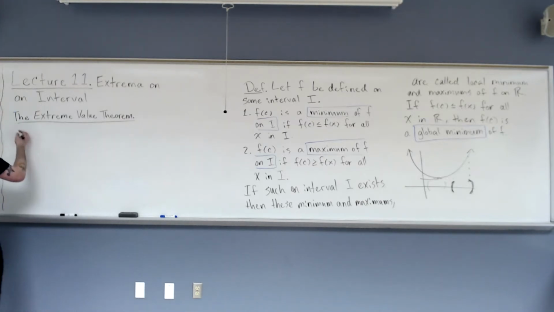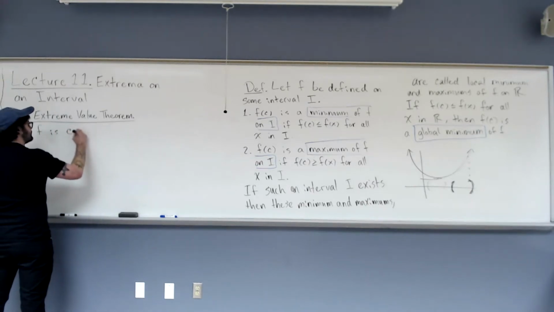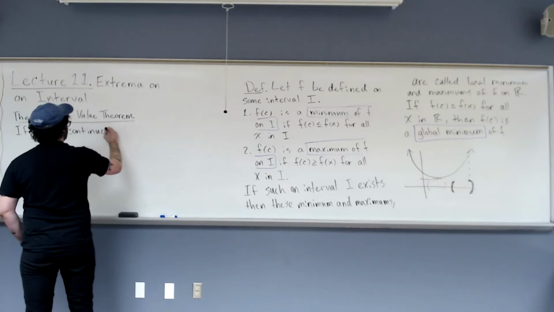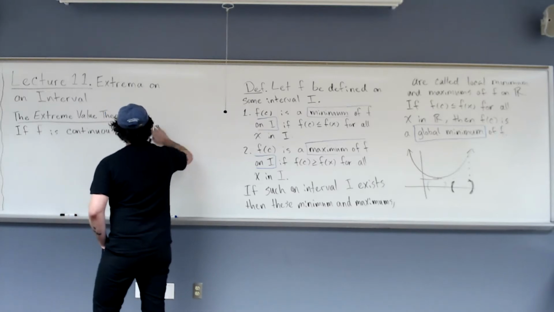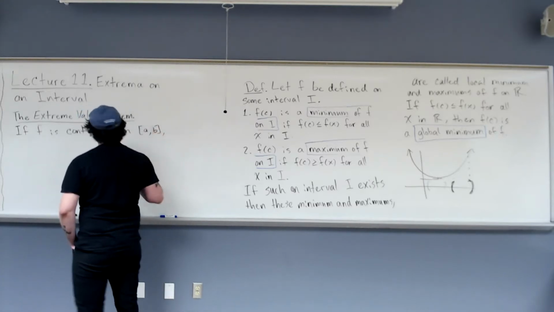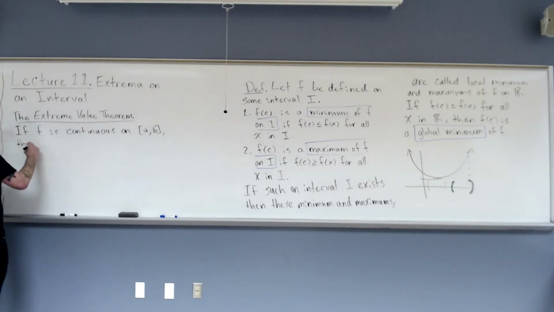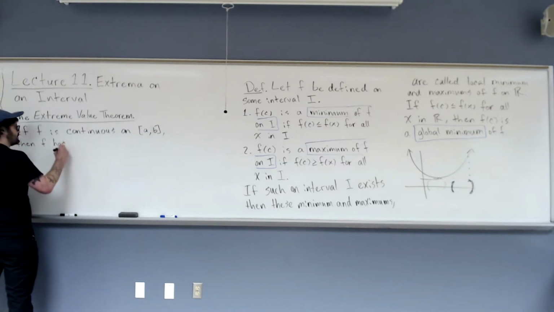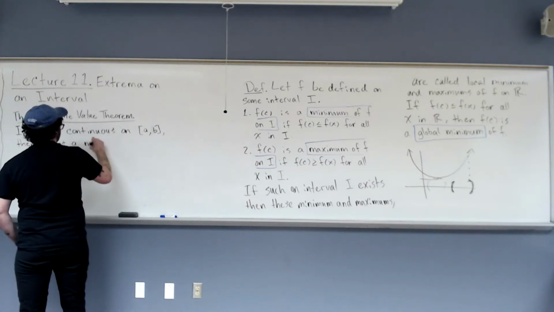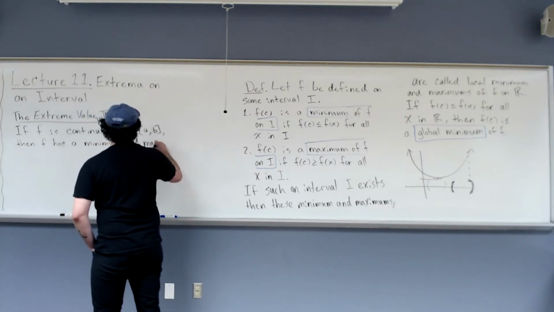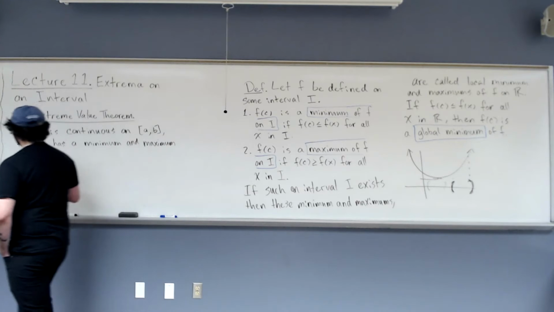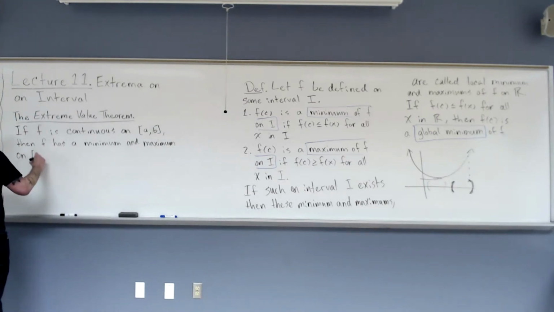Okay. So this theorem states, if f is continuous on the closed interval AB, then f has a minimum and maximum on AB. Okay.